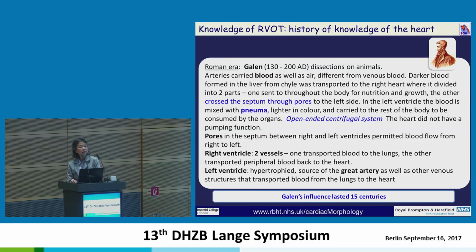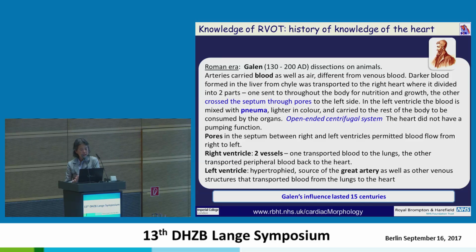Then we come to Galen, 130 to 200 AD, dissecting animals, who commented that arteries carried blood as well as air. And Galen's teachings and influence lasted quite a long time, 15 centuries. He referred to the blood in the left ventricle being mixed with pneuma, which is the soul and the spirit in those days' interpretation. Light and colored, it was carried to the rest of the body to be consumed by the organs.